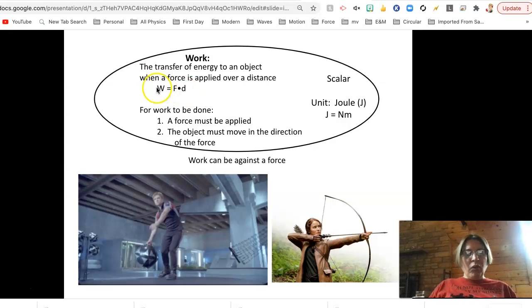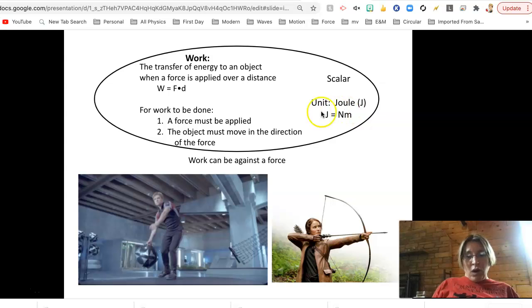So the simple formula is work is equal to force times distance. But for work to be done, a force must be applied and the object must move in the direction of the force. For example, Peeta here is lifting an object, so he's working against gravity. Or Katniss is pulling back on a bowstring, so she's working against the force on that string.